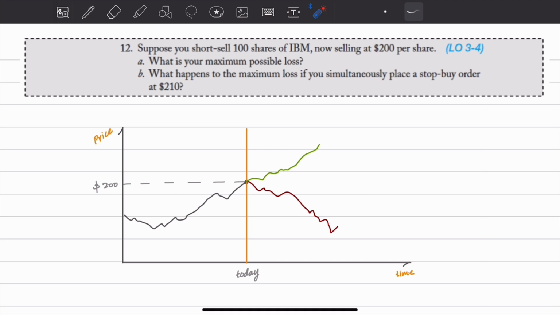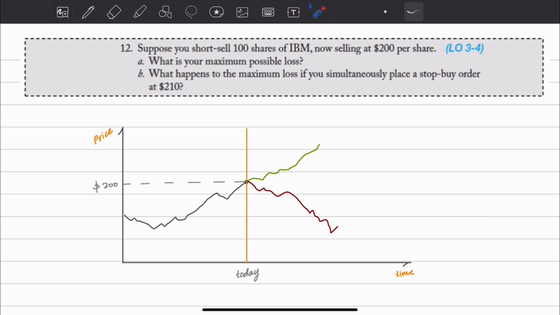Okay, this scenario is called going long on IBM shares. So you're betting that the stock is going to increase in price, so you buy it today and hopefully sell it later for a higher price. But when you short sell the stock, you're taking the opposite position. It's called the short position.